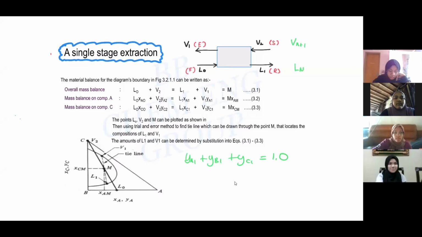For the components, we're going to use A as our solute, B is the carrier, normally combined with the solute, and C is your solvent. The solvent is used to extract your solute from the feed solution.